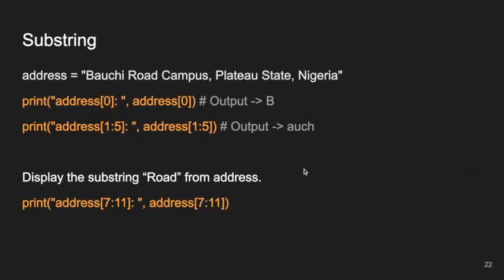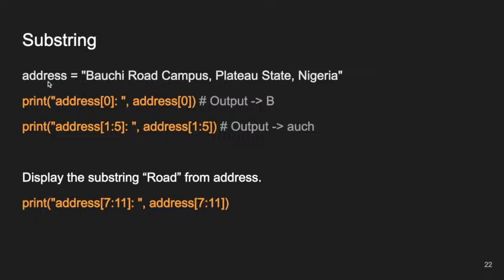Your strings usually have a length: how many characters form your string. That determines your string length. In this example, we have address that stores this long string: Bauchi Road Campus, comma, Plateau State, comma, Nigeria. This is a string, and we store it inside address.